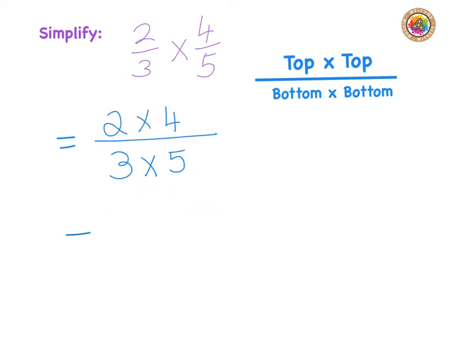And so to tidy that up, we have 2 by 4, well that's 8, and 3 by 5, and that is 15. Now there's no number in common between 8 and 15, so that's our simplest answer, and we're done. And just to reiterate, anytime that we're multiplying fractions, it's always top by top, the 2 by the 4, over bottom by bottom, the 3 multiplied by the 5, which will give us 8 over 15.